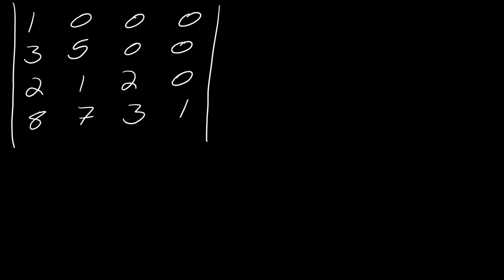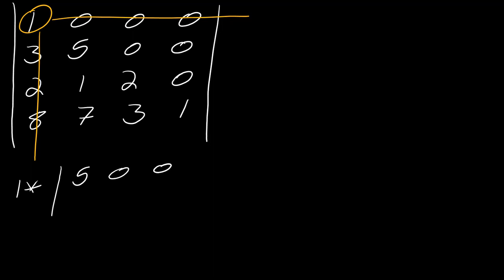Okay, so think about what it would mean to expand the determinant here. If I expand along this set of zeros, what ends up happening is, well, let's do it by hand. To do this, I'd start with the 1. And so I'd have 1 times this little minor.